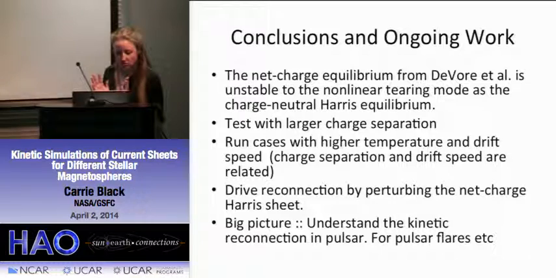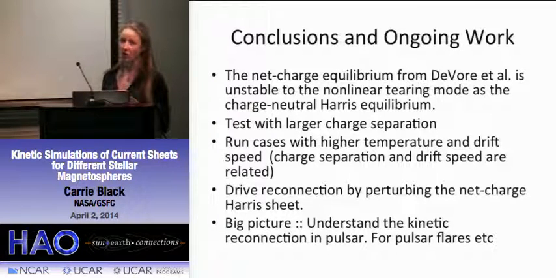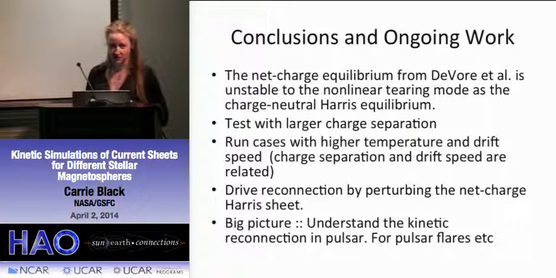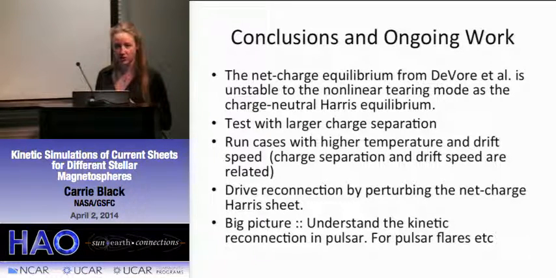But we need to do several more cases. We need to run something with a larger charge separation. That electric field is not even close to what they think the electric field should be like in the pulsar magnetosphere. Although getting an estimate on what they think it should be like has been very much of a challenge. We know it shouldn't be this weak. The charge separation should be much stronger than like 1% or whatever it was that we did in this particular run. So that's what we're working towards, is larger charge separation, higher temperatures, and higher drift speeds.